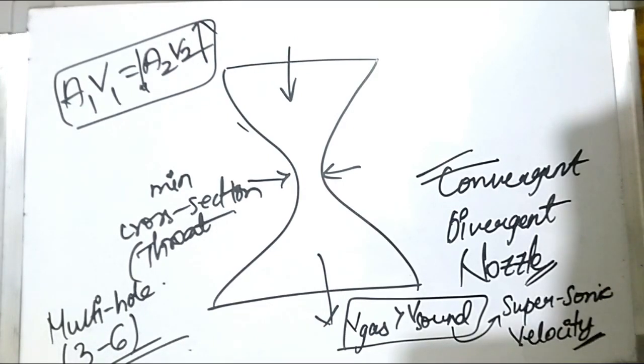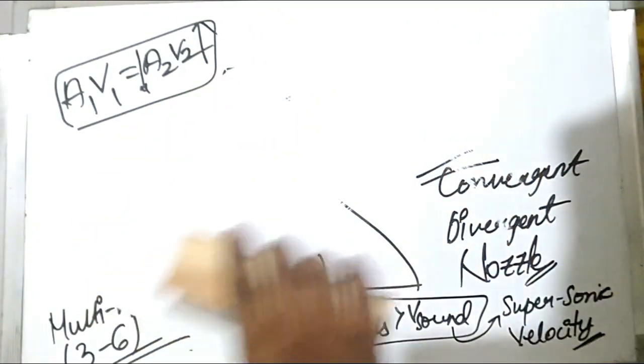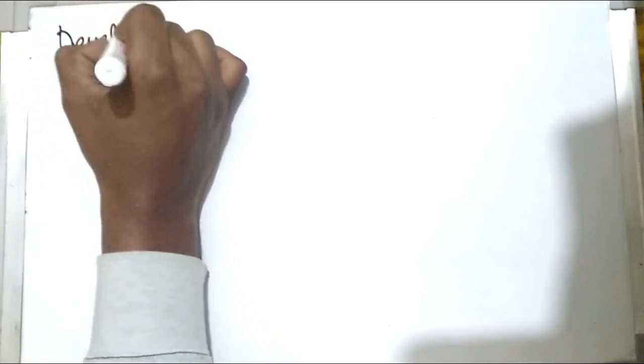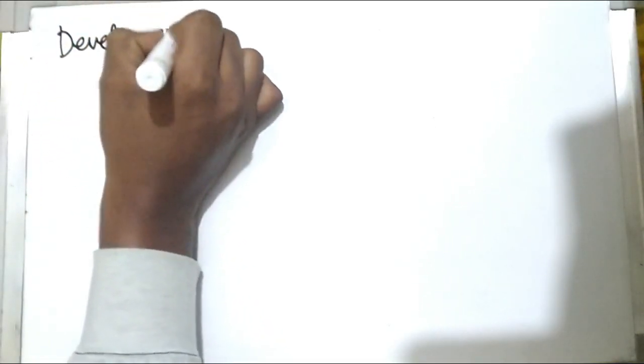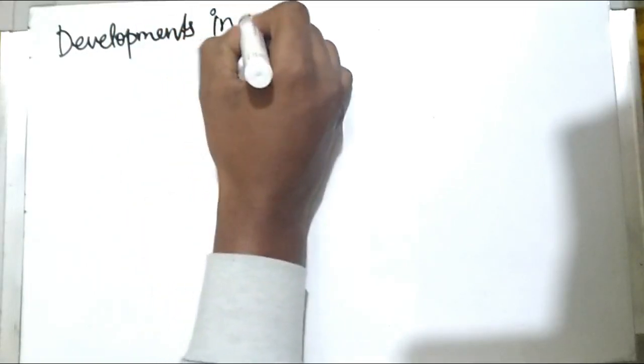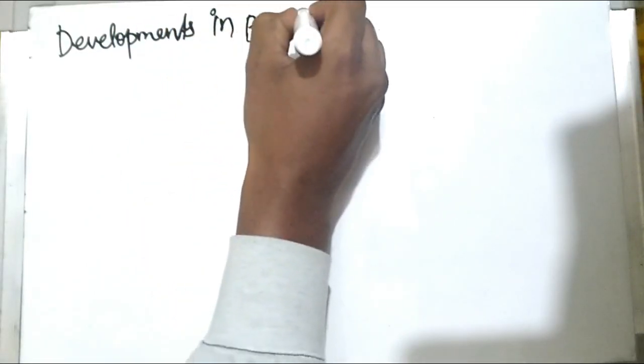Now we'll discuss some of the developments that have been done in primary steel making. With this we discussed all the reactions and also parameters like lance design which affect primary steel making. This is the last topic in primary steel making: developments in the BOF for primary steel making.